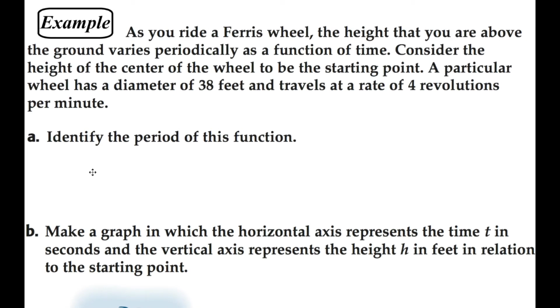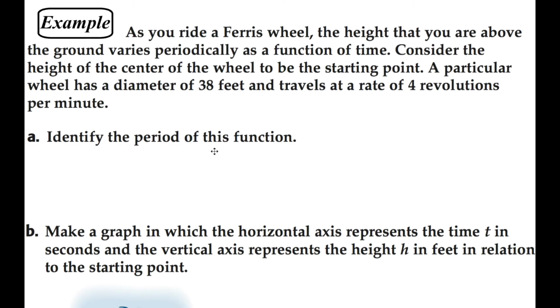So we're down to our last slide. This one has a word problem about a Ferris wheel. As you ride a Ferris wheel, the height that you are above the ground varies periodically as a function of time. Consider the height of the center of the wheel to be the starting point, and a particular wheel has a diameter of 38 feet. Remember, that's the diameter, and it travels at a rate of 4 revolutions per minute.